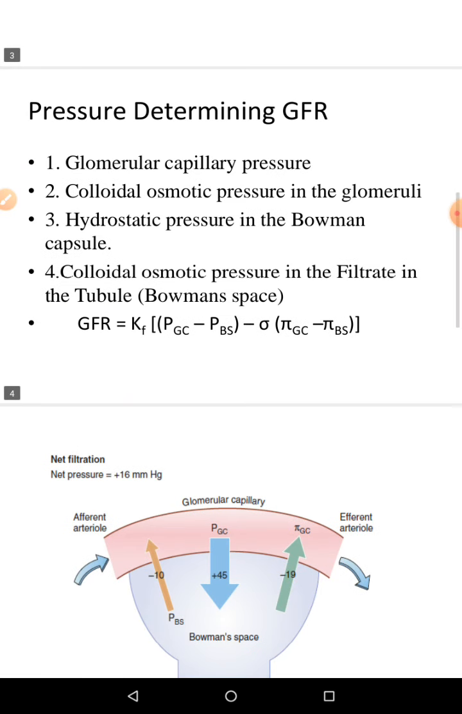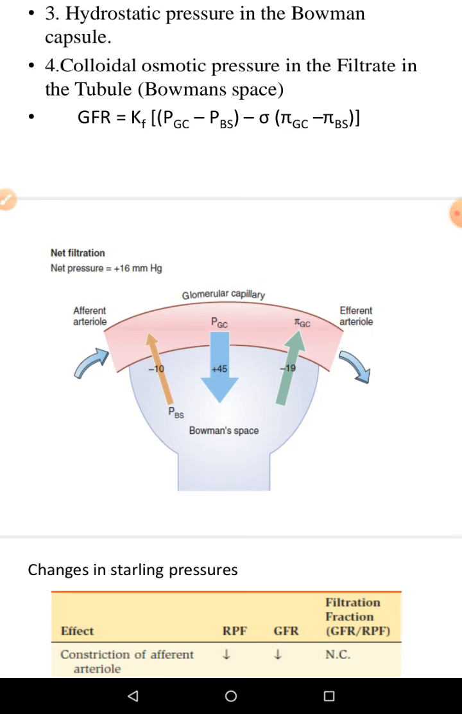For example, if there is a change in hydrostatic pressure in the glomerular capillaries. Okay, first of all, what can cause this to change? It is produced by change in the resistance of afferent and efferent arterioles. When they constrict or dilate, they will change the hydrostatic pressure in the glomerular capillaries.